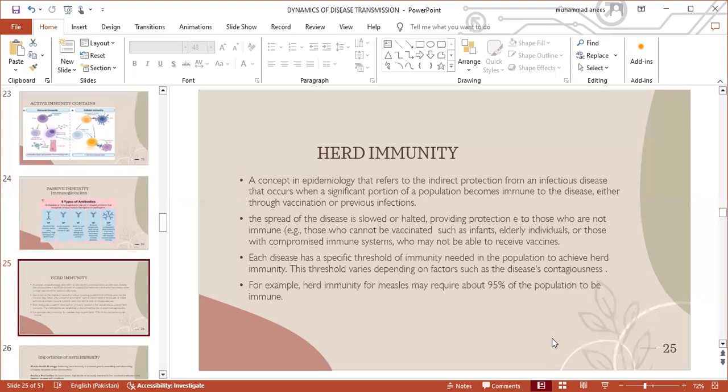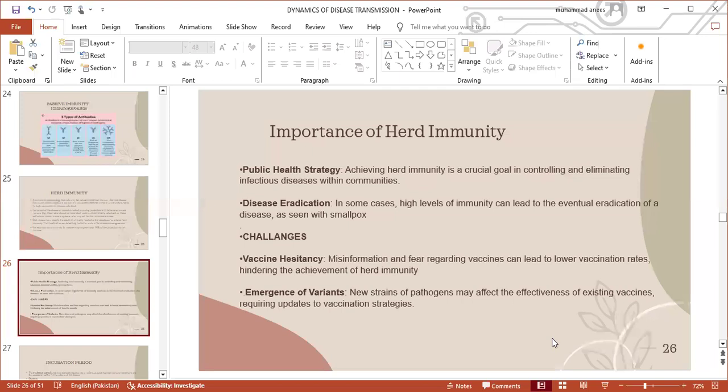Each disease has a specific threshold of immunity needed in the population to achieve herd immunity. This threshold varies depending on factors such as the disease's contagiousness. For example, herd immunity for measles may require about 95% of the population to be immune. Now, what is the importance of herd immunity? The public health strategy includes achieving herd immunity. It is a crucial goal in controlling and eliminating infectious diseases within communities. Disease eradication: in some cases, high levels of immunity can lead to the eventual eradication of a disease, as seen with smallpox.